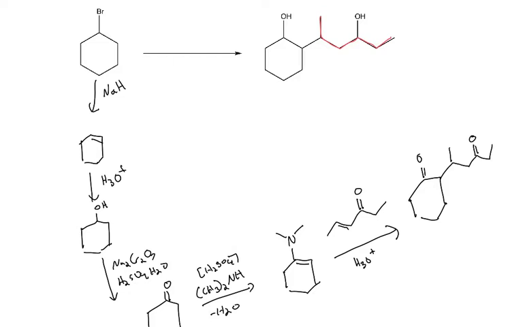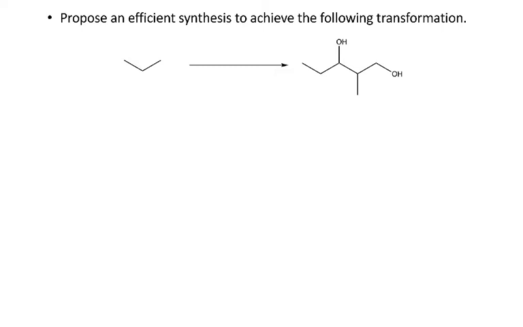I'll get that product. And then to get to the final product, I need to reduce it. And I can use lithium aluminum hydride to do that. And for the Stork enamine synthesis, I should have had the Michael acceptor and the acid in separate steps. All right, in this example, I'm starting with propane, and I want to make this compound.